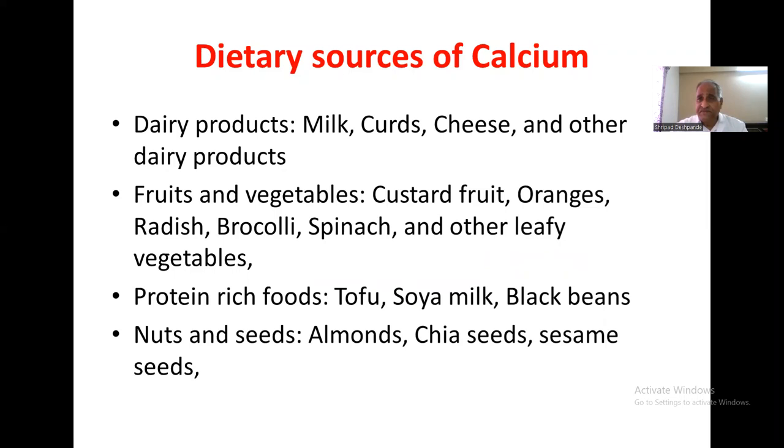Oranges, they are also rich. And the apples with the external skin will provide a greater calcium as compared to those without. We have radish, broccoli, spinach, and other leafy vegetables. They are a rich source of calcium. Other vegetables and fruits also give some amount of calcium, but these are rich in calcium. And some of the protein-rich products like tofu, soya milk, and black beans are a rich source of calcium. Amongst the nuts and seeds, the almonds, chia seeds, and sesame seeds are a source of calcium. So that means when you want to prescribe it to a person with a calcium deficiency, you have to look into these things.